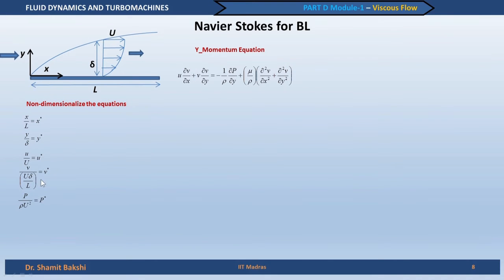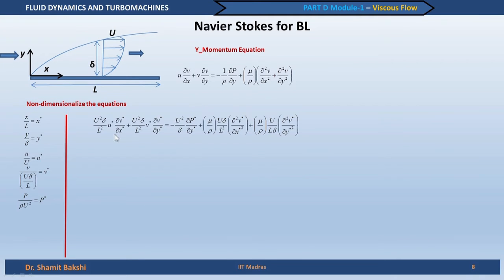So, u delta by L multiplied by v star. So, if we do that, what do we get? We get an expression like this. So, just to look at the first term, if you see, we have replaced u with u star multiplied by capital U. So, 1 u comes from here and the v star inside the differential is replaced with v star into u delta by L.